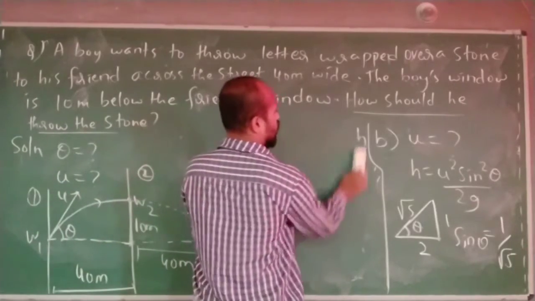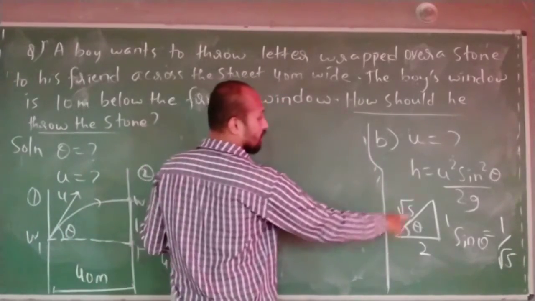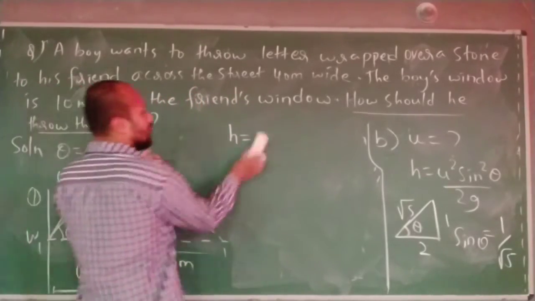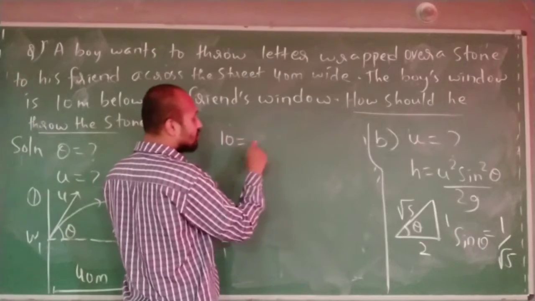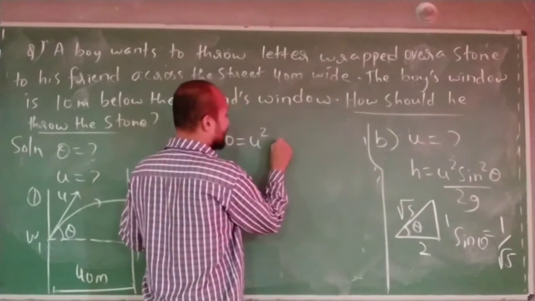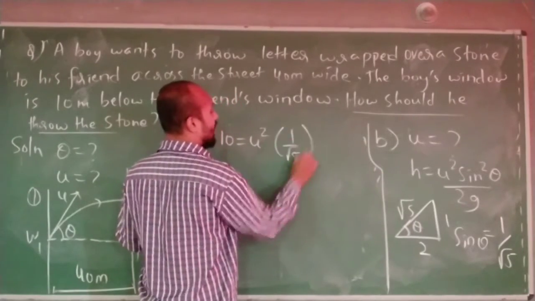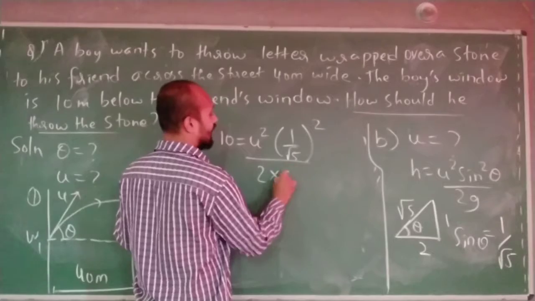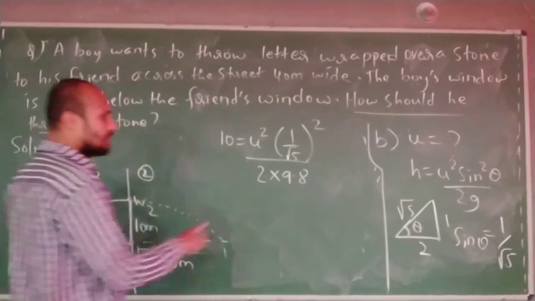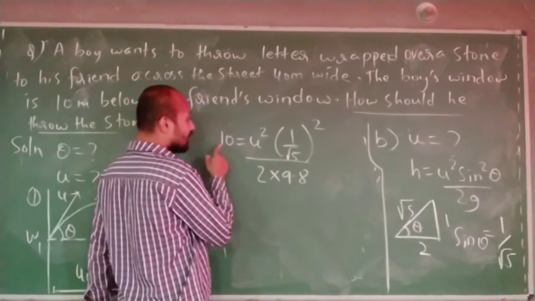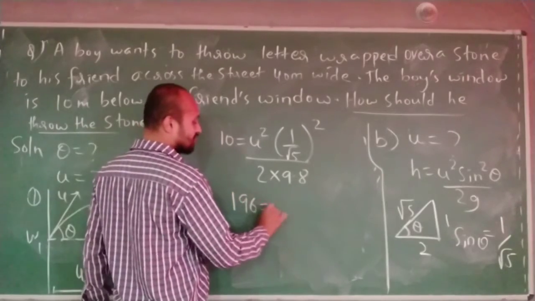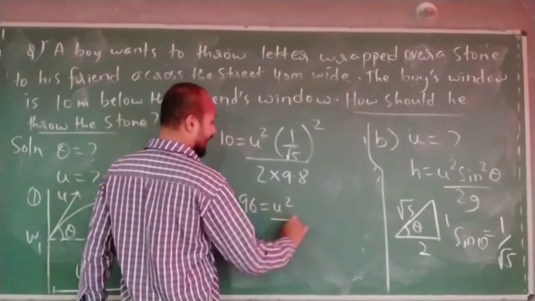What I can do is, h is equal to, h is how much? 10. So 10 meter is equal to u square is how much? Let us keep as it is. Sin theta means 1 by root 5 whole square divided by 2 into 9.8. So this will become 19.6. This will become 196. If I take this, 196 is equal to u square divided by 5.